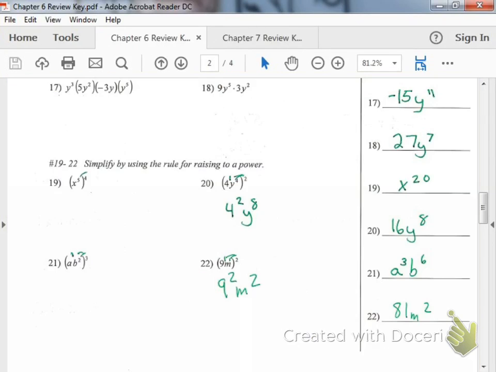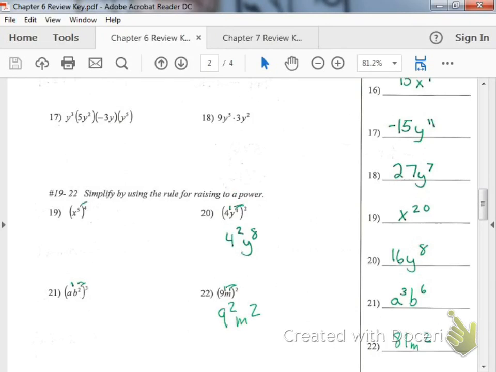Alright, so now you can see 17 through 22. So again, just let me know if you have any questions. Pay close attention to the coefficients on the last section. Remember, you have to take those coefficients to that exponent as well. So 4 to the first to the second, you multiply the 1 and the 2, so you get 4 to the second. And then you square the 4, you actually do the math, and you get 16.